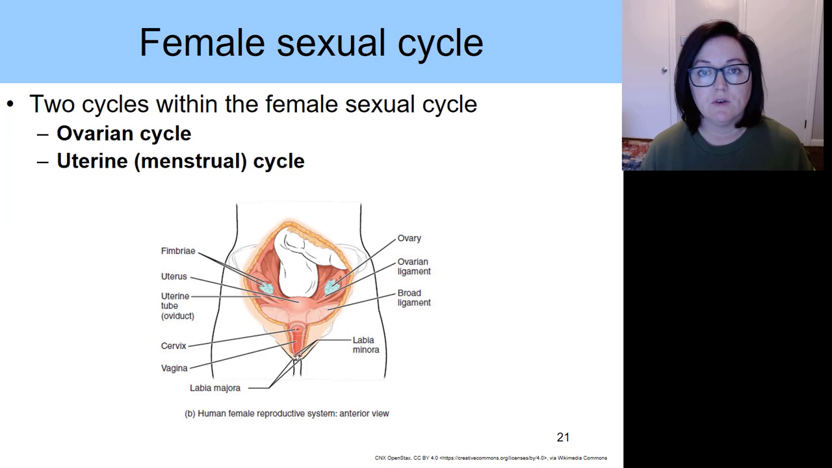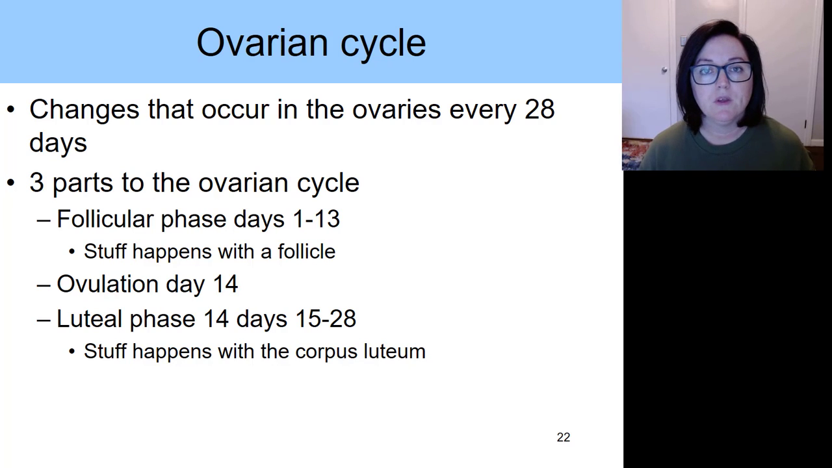The female sexual cycle is actually two different cycles. It's looking at what's happening in the ovaries versus what's happening in the uterus. So we have the ovarian cycle, and then we have the uterine or menstrual cycle. First up is the ovarian cycle.